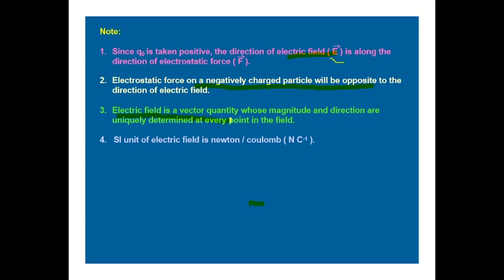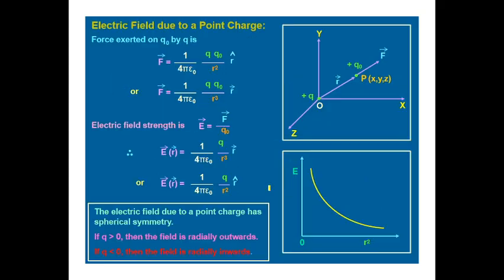Electric field is a vector quantity whose magnitude and direction are uniquely determined at every point on the electric field. SI unit of electric field: E equals F divided by Q. F is in Newton, and the unit of charge Q is coulomb. So this unit is Newton per coulomb.